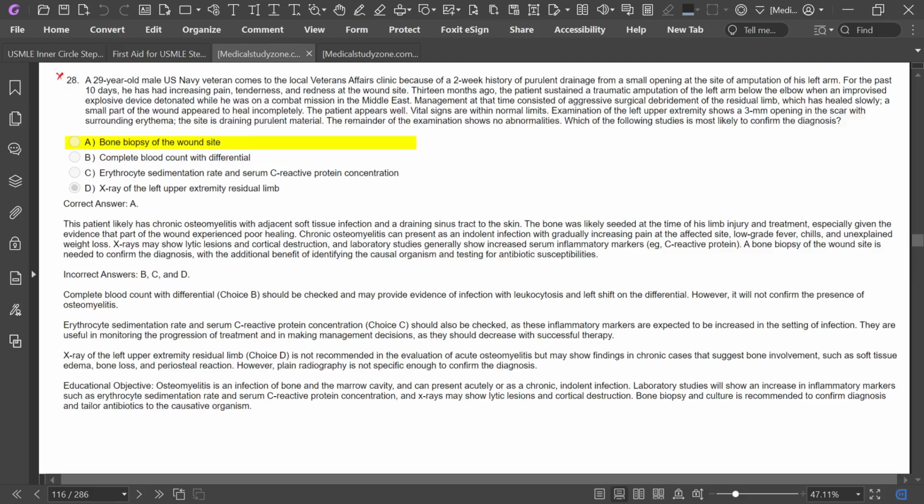Okay, so how do we know here it is osteomyelitis? Because of constant pain, pain and redness at the site, and there is an ulcer, and that is draining. A draining, slowly healing ulcer goes for osteomyelitis.